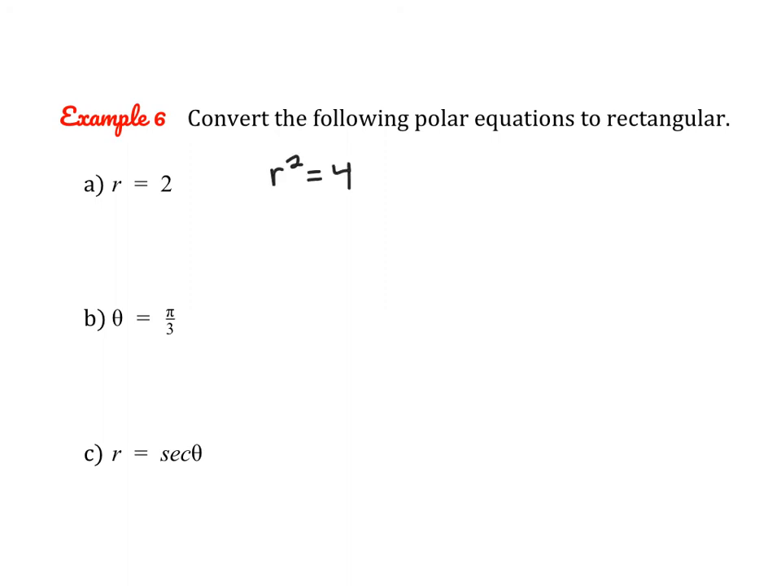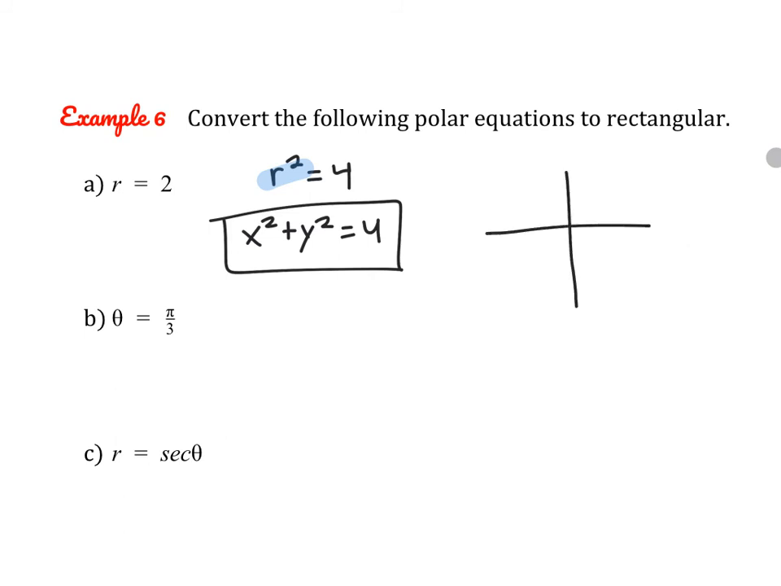Now I can substitute r squared with x squared plus y squared. And now I have my rectangular equation. This is just a circle with a center at (0, 0) and a radius of 2. If you actually look at the polar graph, it just says r equals 2. So all of the points where we are 2 units away, and that's just around this circle. So it definitely matches up.